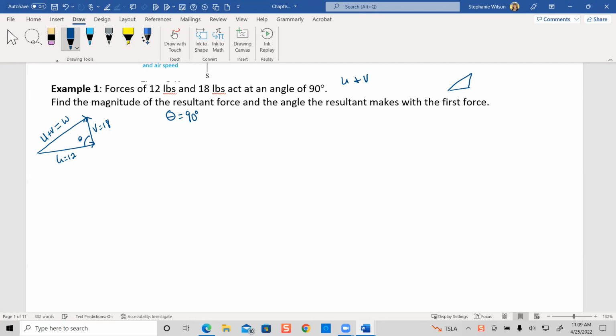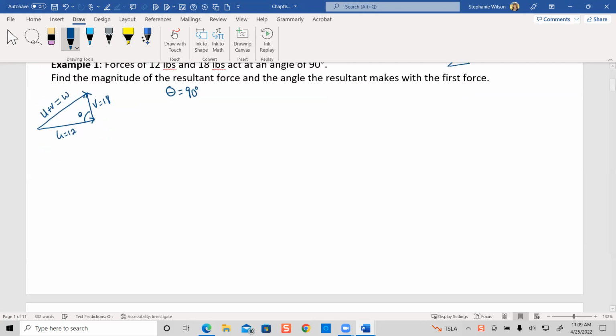All right, so now I'm going to use the Pythagorean theorem. We know that it is A squared plus B squared equals C squared. Well, in this case here, C is going to equal W. We're going to let A equal U and B equal V. So now I got W squared equals U squared plus V squared. And we're going to plug in what we know. Well, we know that U is 12 and V is 18, and we're going to square those two.